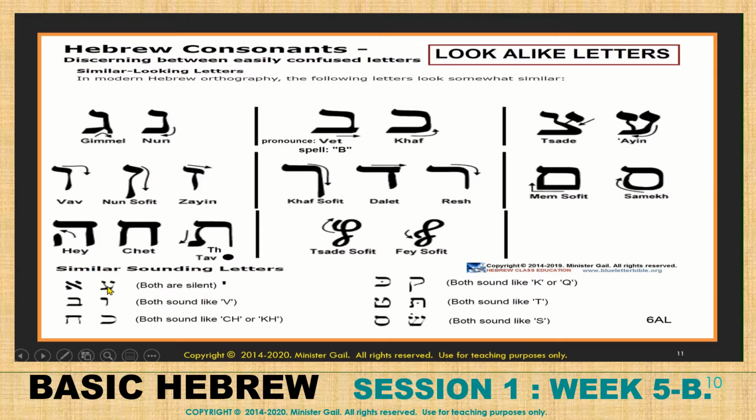Both of these are silent, the ayin and the alef. They just have a mark. Both sound like V, the vav and the bet. CH or KH, the crown, KH, or the CH. Q or K, T or TE. S for sin, dots on the left, or S or C.